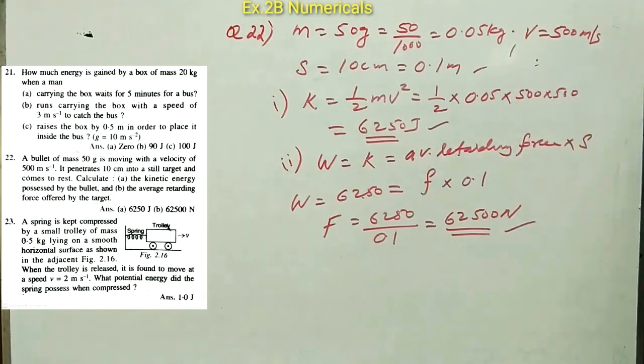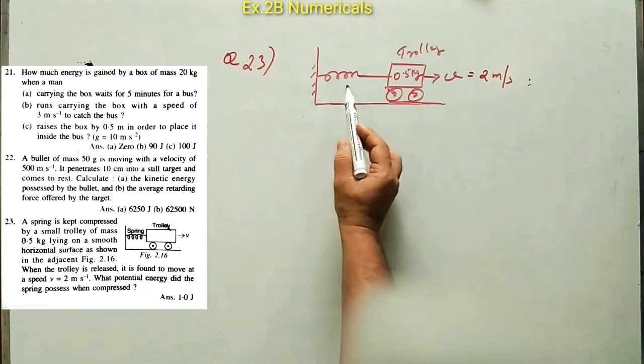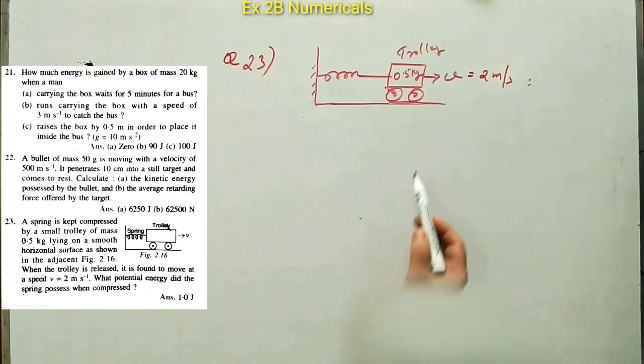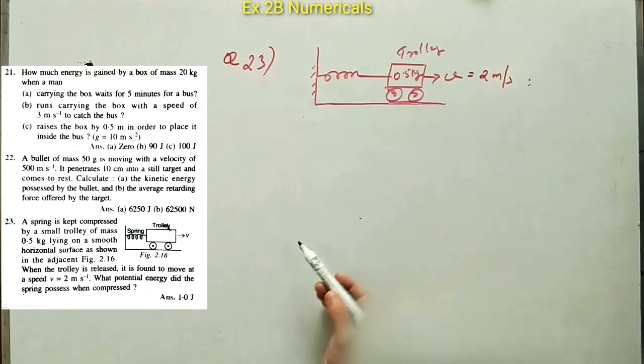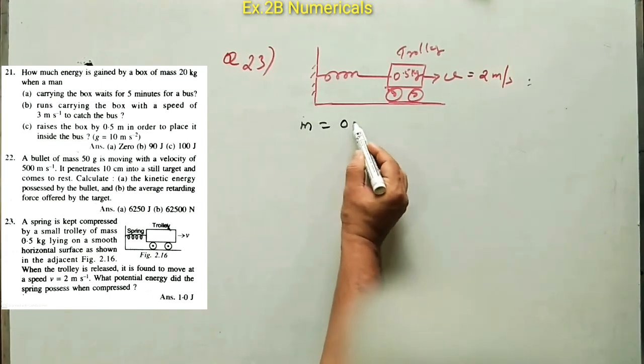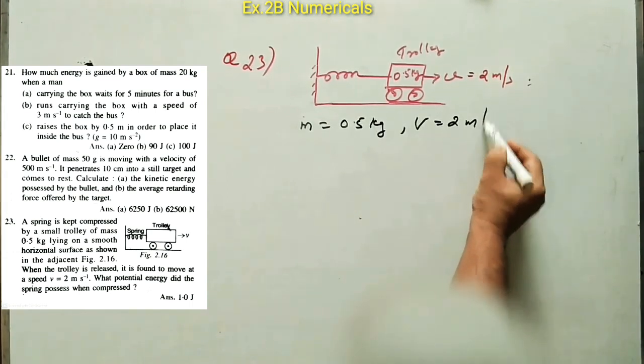Okay. Moving on to question number 23. A spring is kept compressed by a small trolley of mass 0.5 kilogram lying on a smooth horizontal surface, as you can see on the board. When the trolley is released, it is found to move at a speed of 2 meters per second. What do you have to do here? We have to calculate the potential energy possessed by the spring. So the mass of the trolley is 0.5 kilogram. The speed of the trolley is 2 meters per second.